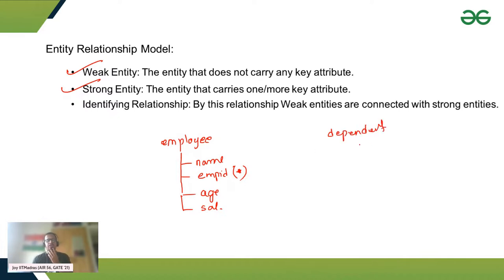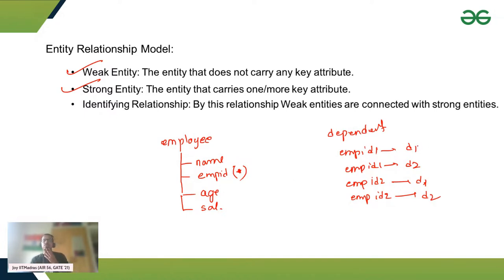Whereas for a dependent of that employee, what will be the scenario? This employee ID has the dependent D1. The same employee ID can have multiple dependents. So employee ID 1 has another dependent, employee ID 2 has a dependent, and employee ID 2 again may have another dependent. Overall, if you consider both of them together, that will be unique. But if you consider only employee or only dependent, then none of the attributes like employee ID or dependent are unique. We cannot assign a key attribute. So for that reason, this dependent is a weak entity, whereas this employee is a strong entity.